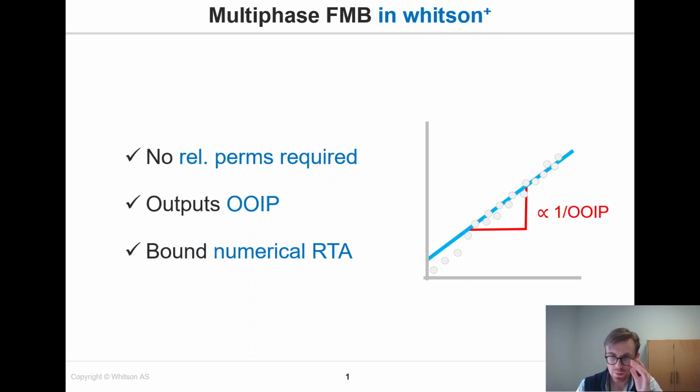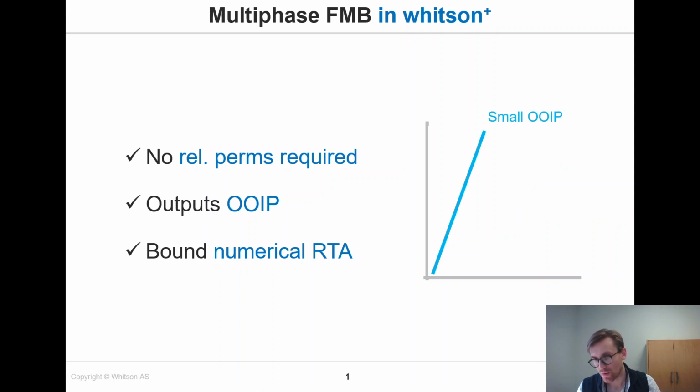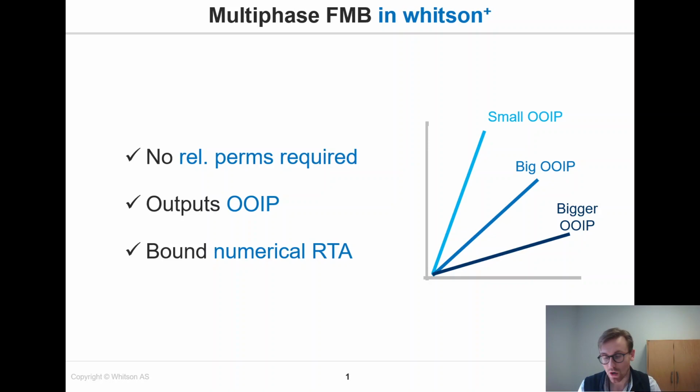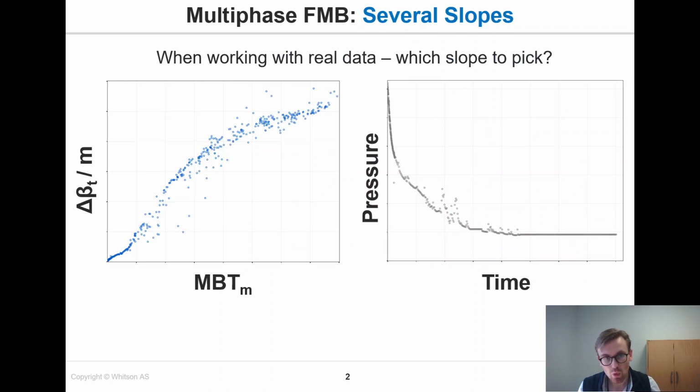The diagnostic plot itself is fairly easy and straightforward to interpret. You're just picking a slope through a wide range of data, and then the inverse of this slope is an estimate of your pore volume or your OIPs. Which means that this slope would be a small OIP, this would be a big OIP, and this will be an even bigger OIP.